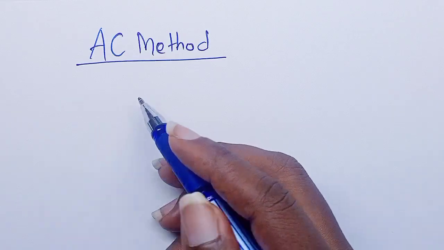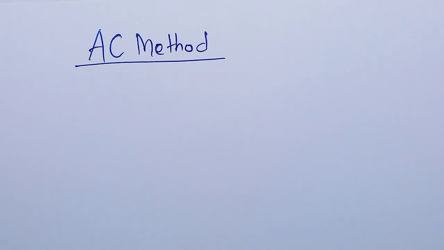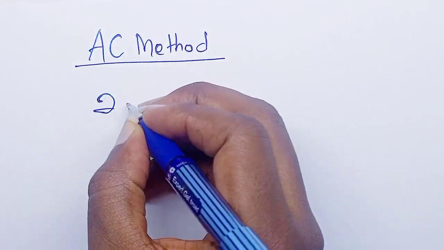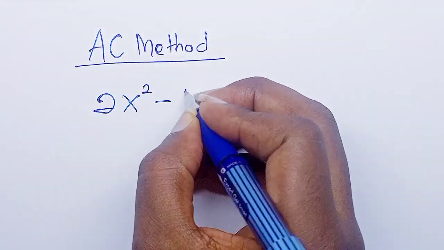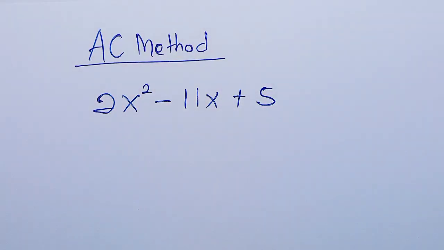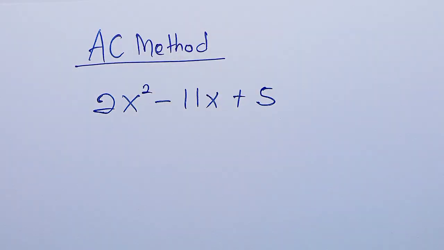Let's look at the AC method of factoring trinomials. So let's say we have 2x squared minus 11x plus 5. How can you use the AC method to factor this?